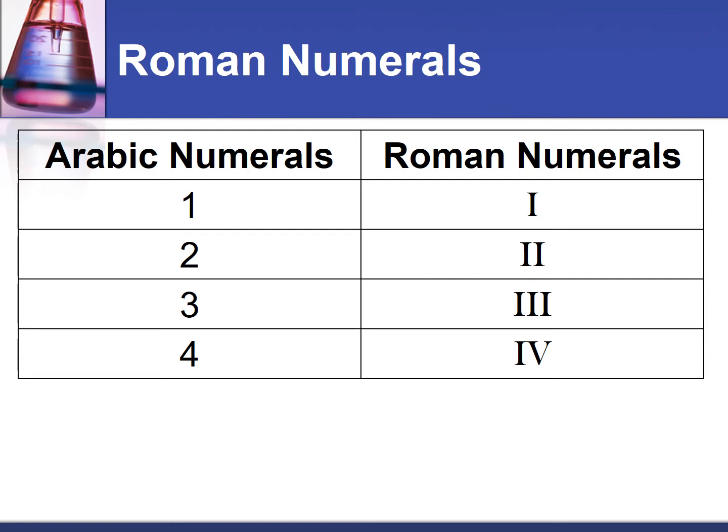Just in case you don't remember your Roman numerals, we only need numbers 1 through 4. So in our European version of the Arabic numbers 1, 2, 3, 4, the corresponding Roman numerals are represented with an I, II, III, and IV.